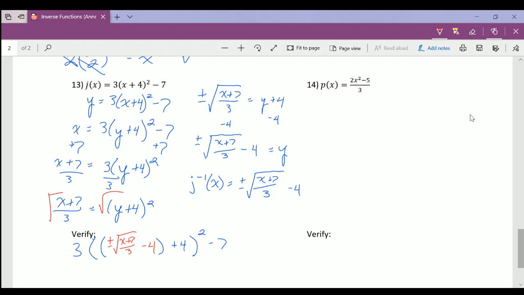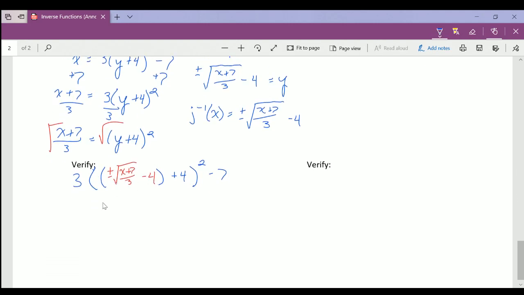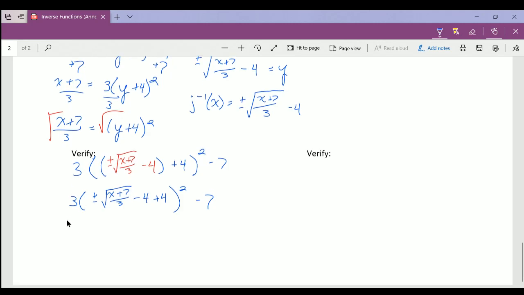All right, there's a lot going on. Like I said a second ago, these inner parentheses, they're not actually doing anything for us, so I'm just going to get rid of them. Plus minus square root x plus 7 over 3 minus 4 plus 4 squared minus 7. All right, here we go. The negative 4 and the positive 4, they are going to cancel each other out. So we have 3 equals the positive negative square root of x plus 7 over 3, which is squared, minus 7.